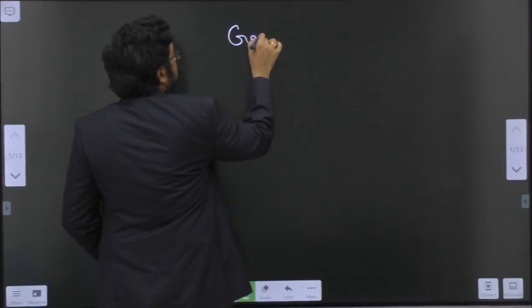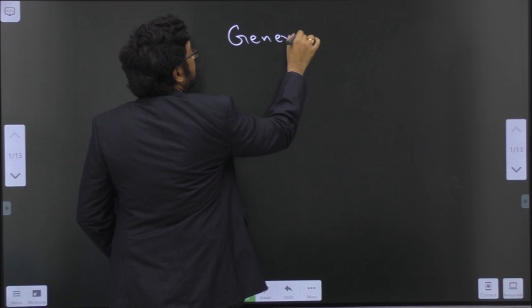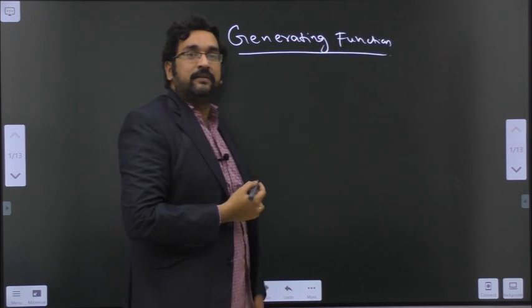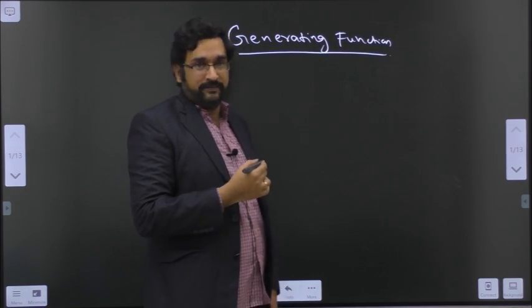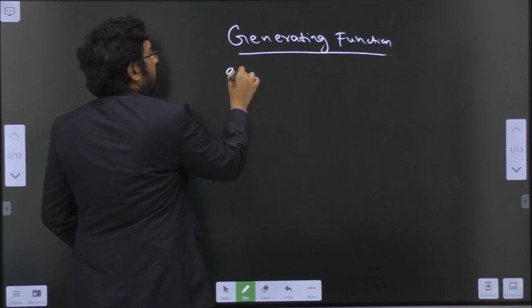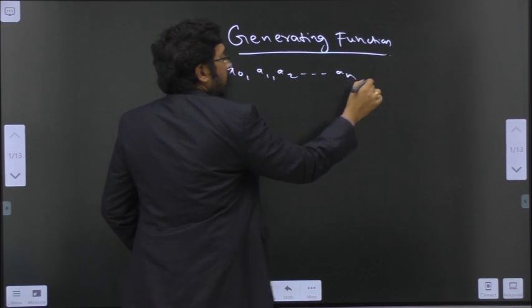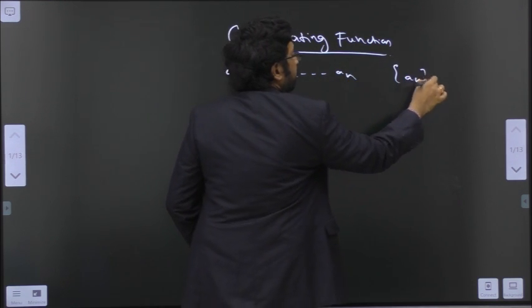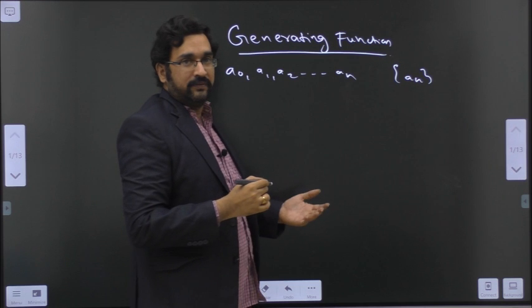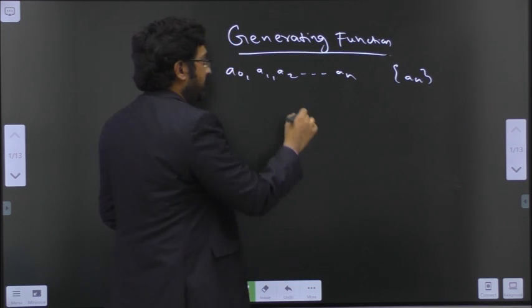Good morning all. Today we are going to discuss generating functions. First we will define what a generating function is. If you take a0, a1, a2 and so on up to an of the sequence an, all the terms of the sequence can be represented like this.